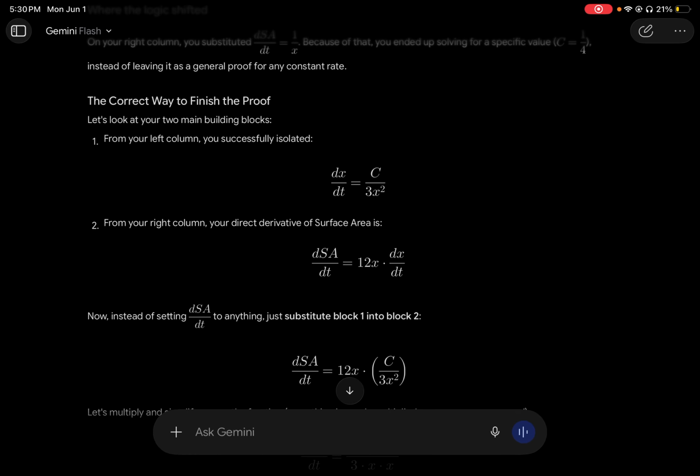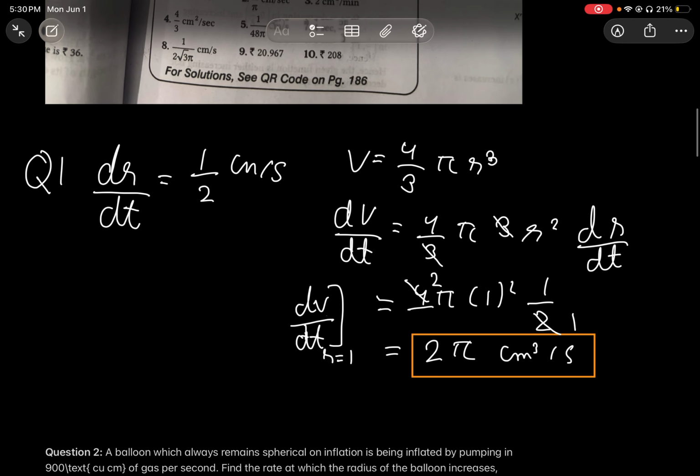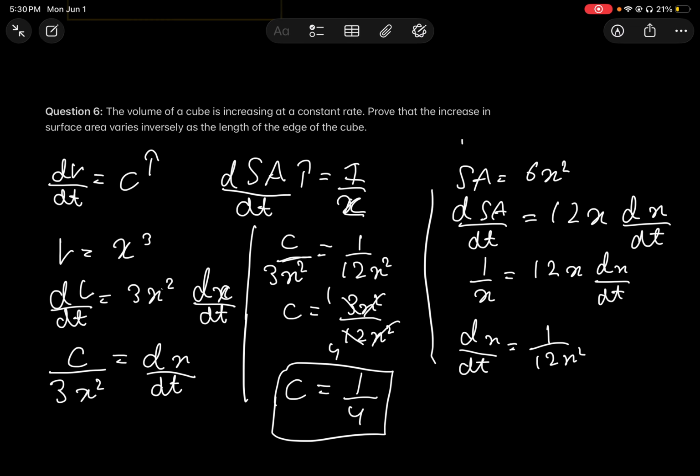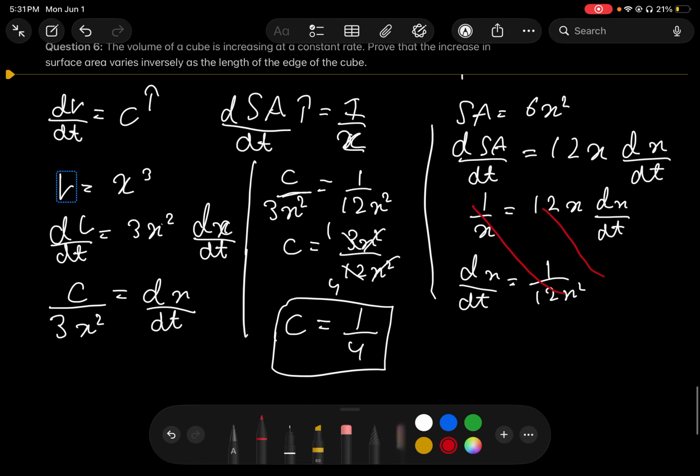From the right column, your direct derivative of the surface area is 12x dx by dt. Right? Yeah, 12x dx by dt. Yep. So I put this into this. So this should be, okay then.